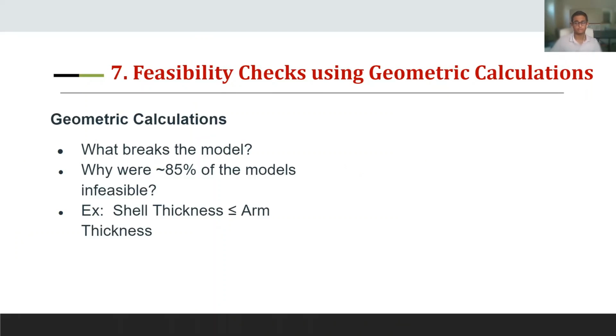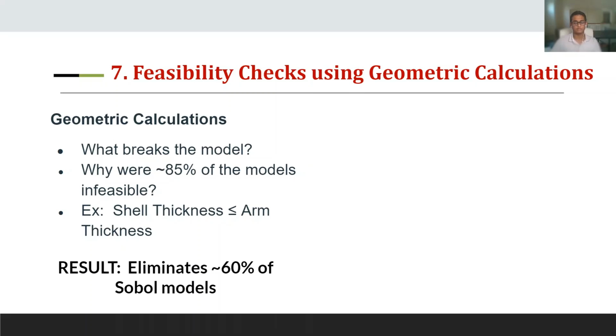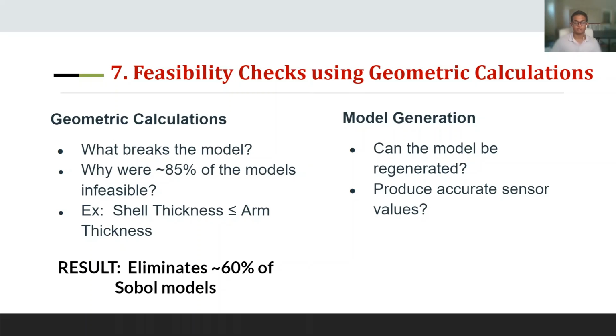Questions we must consider in order to determine our feasibility checks include: what breaks the model? What happens when we change certain parameters, and how does that affect model generation? Another question we must ask is why a significant percentage of infeasible models suffer from invalid geometry. For example, one straightforward check is that the thickness of the shell of the arm must be less than the thickness of the arm. Such calculation eliminates around 60% of Sobol models directly during the Sobol sequence generation period, which is a good thing. However, despite our best efforts, modeling software is the ultimate determinant in model generation.